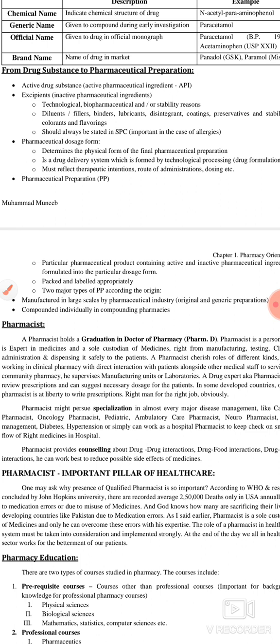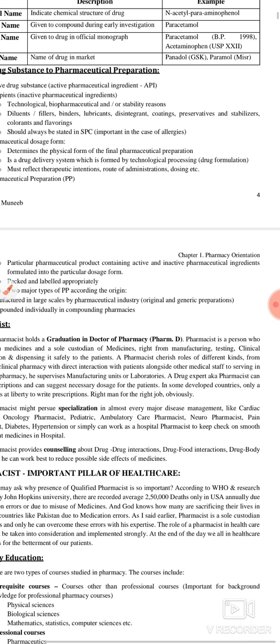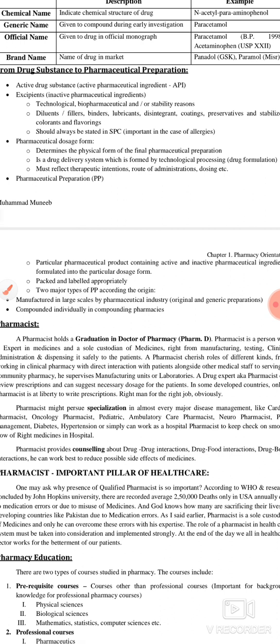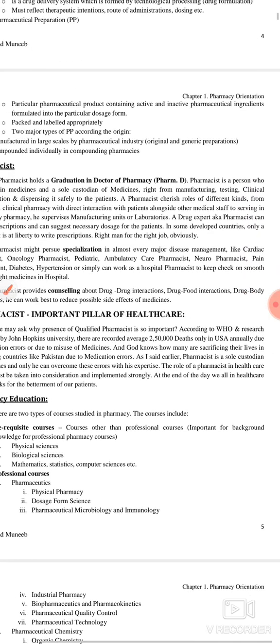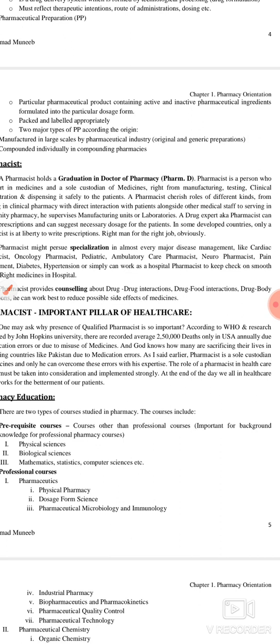Then there is the pharmaceutical dosage form. You have to decide the proper dosage form for the patient. Determination of the physical form and the final pharmaceutical preparation is the drug delivery system, which forms from the technological processing of drug formulation and now reflects the pharmaceutical intentions. Then the last is the pharmaceutical preparation: a particular pharmaceutical product containing active and inactive ingredients formulated into a particular dosage form.